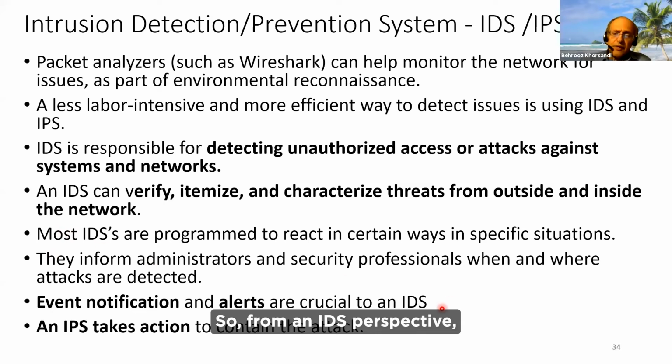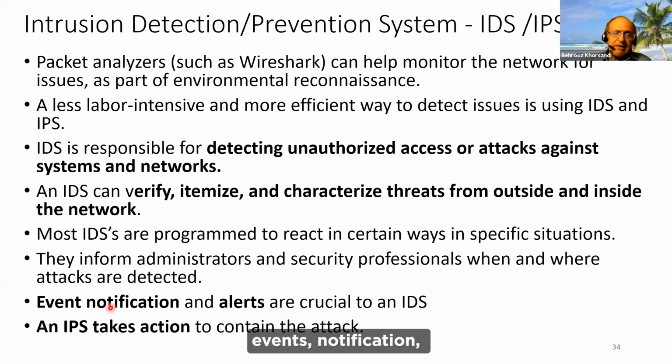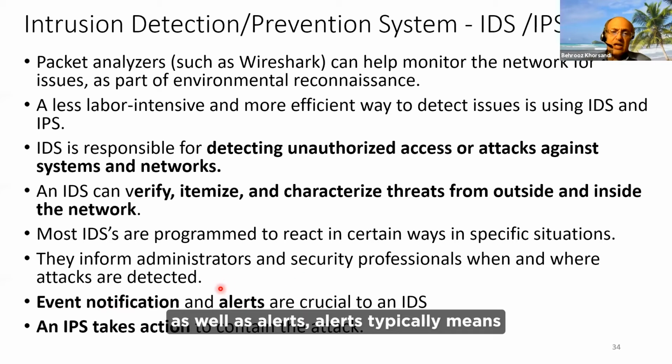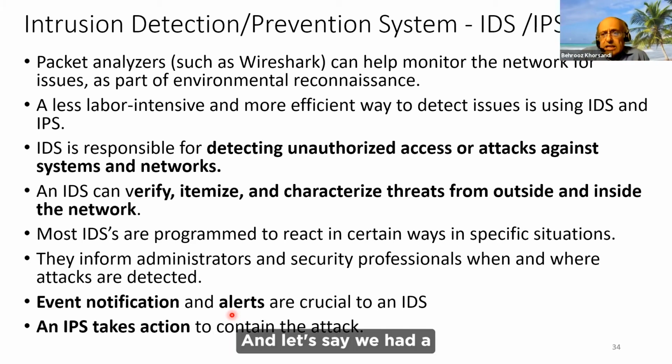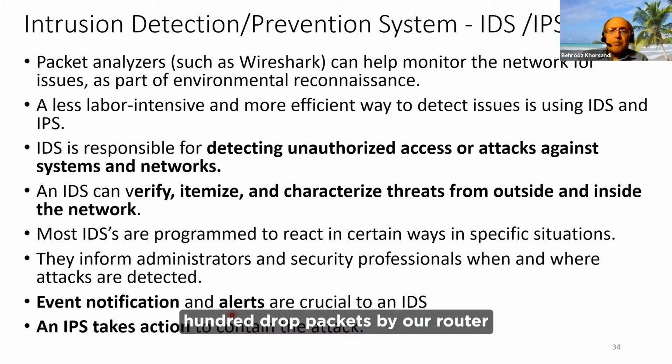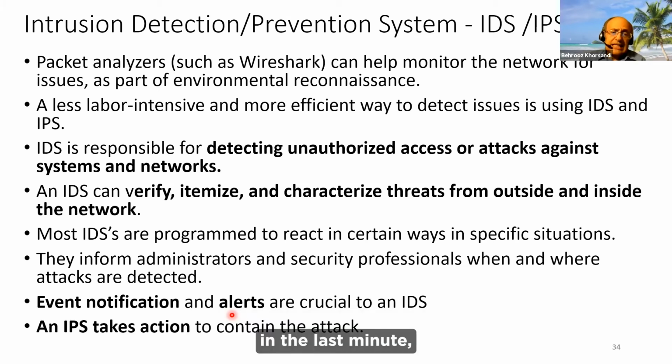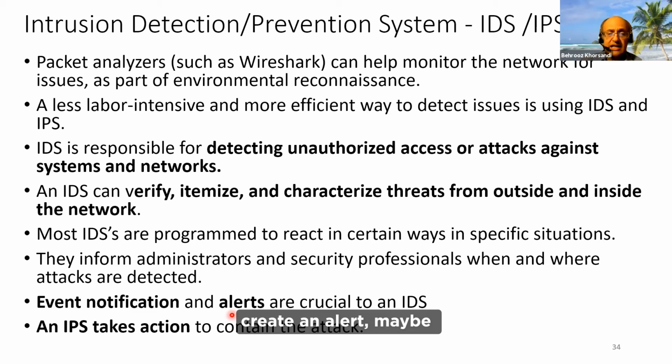So from an IDS perspective, event notification, as I just mentioned, as well as alerts. Alerts typically means something that's outside of the ordinary. You have to define what's ordinary. And let's say we had 100 dropped packets by our router in the last minute. If that turns out to be an unusual event, you want to create an alert. Maybe your router is under attack. On the other hand, when we talk about an IPS, its job is to contain the attack, prevention, based on the rules that you have configured.